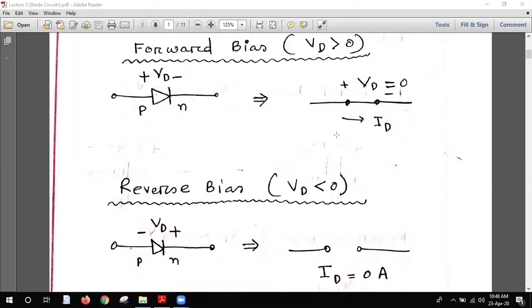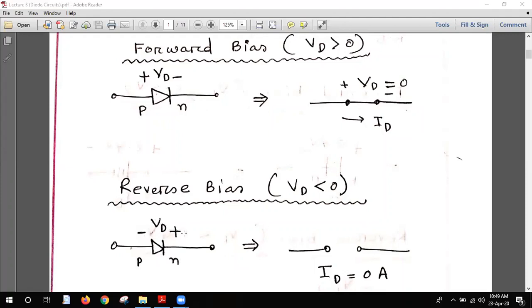And in the reverse bias configuration, that means now we will apply the negative voltage. That means P will be at the negative terminal and N will be at the positive terminal. That means we are applying the negative voltage to the PN junction diode. When P is at the negative terminal and N is at the positive terminal, it is known as reverse bias condition.